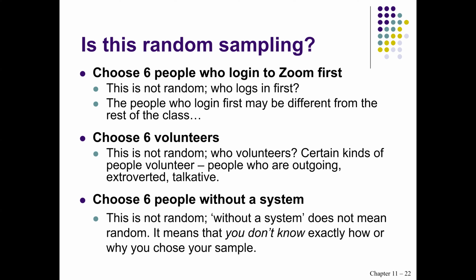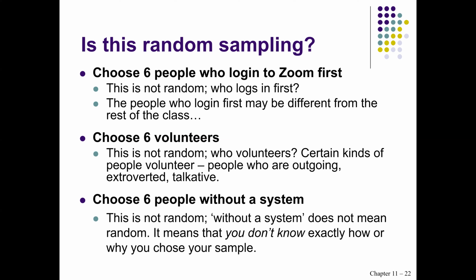Choosing people who volunteer. This is also not a probability sample. It's not random. People who volunteer are, again, likely to be different from people who don't volunteer. The people who volunteer for things are often people who are outgoing, extroverted, talkative, sociable. And so what happens is if you ask for volunteers, what you get is a sample of people who are extroverted. And you miss all of the people who are introverted or the people who don't care enough to volunteer. And so this is not a probability sample.